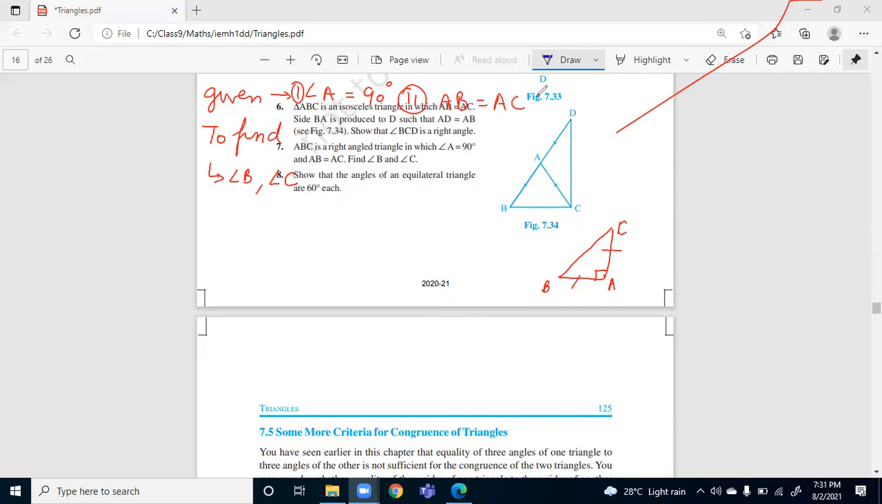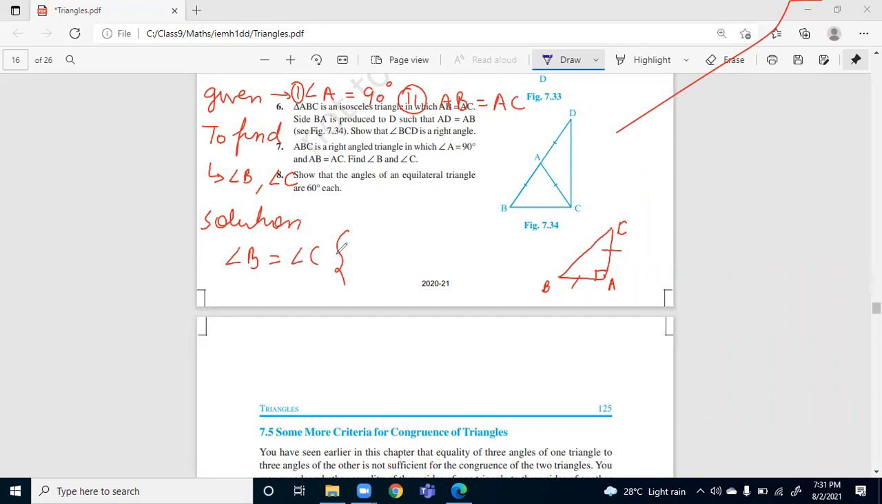Yes, Nihal, it is correct. Can you explain how? Ma'am, angle B will be equal to angle C because AB is equal to AC, so angles opposite to equal sides will be equal. Then angle A plus angle B plus angle C will be 180 degree, angle sum property. Yes, you are correct. Then 2 times angle B is equal to 180 minus 90 degree. Then angle B will be 90 by 2, which is 45, and angle C is equal to angle B, which will also be 45.